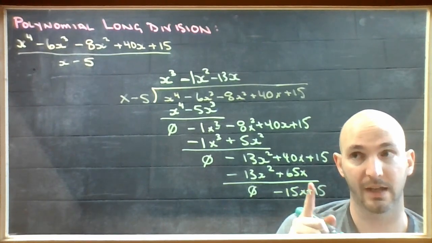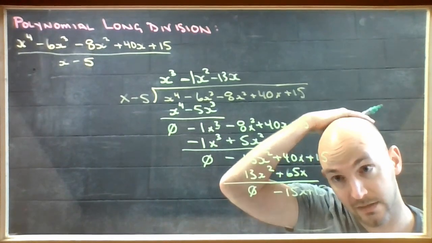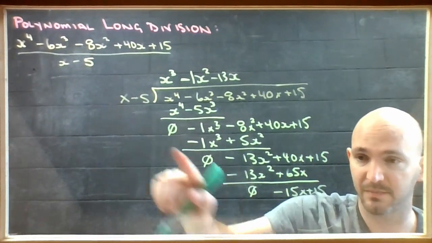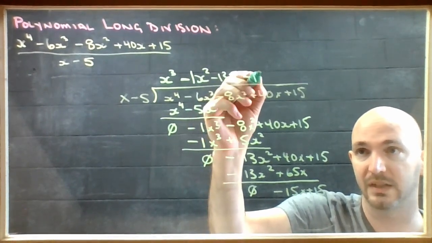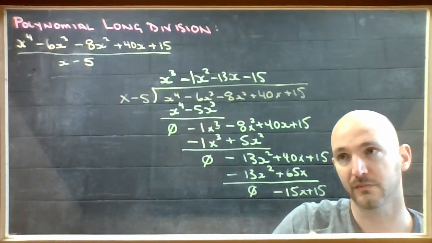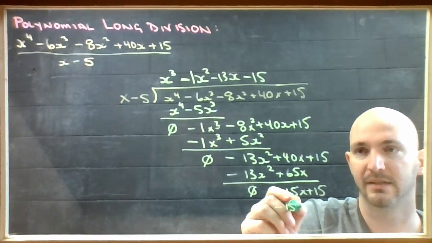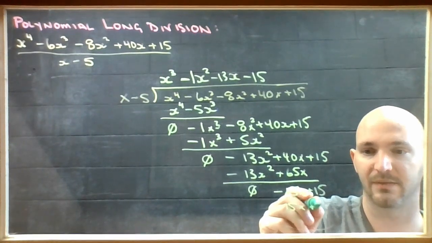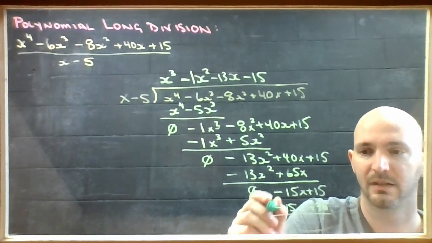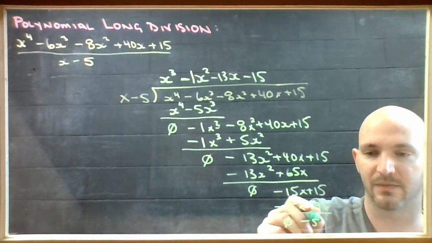So one more iteration of this and I should be done, or at least I'm out of x's. So what would I multiply x by to get negative 15x? Well, that would just be negative 15. So negative 15 times this is negative 15x. Negative 15 times negative 5 is plus 75. Take this out, it's gone. 15 minus 75 is minus 50.